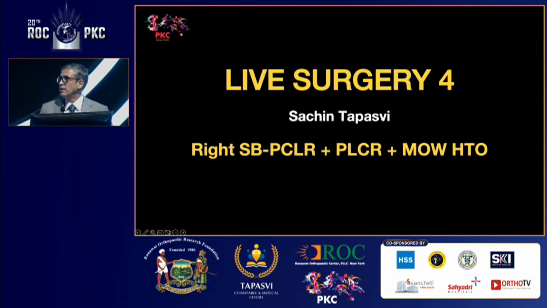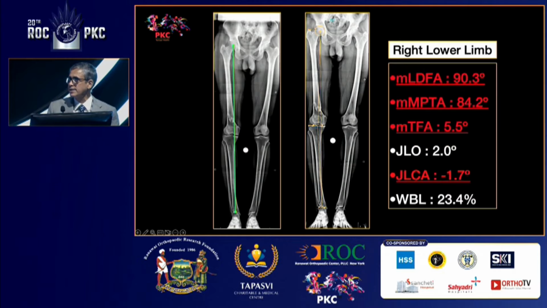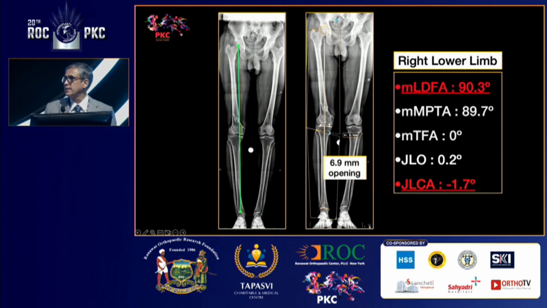Next one. The next case was the one which I did, which was a slope changing, valgizing high tibial osteotomy along with a concomitant PCL reconstruction and a posterolateral corner reconstruction. Next. This was the coronal plane deformity, which was roughly about 5 degrees in the coronal plane. Next. The correction that was planned was 6.9 millimeters of opening.